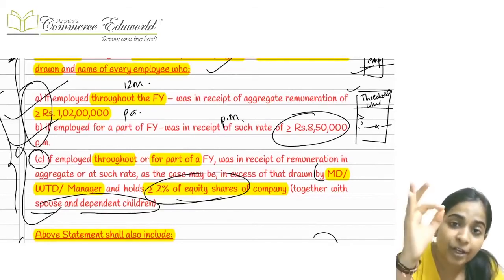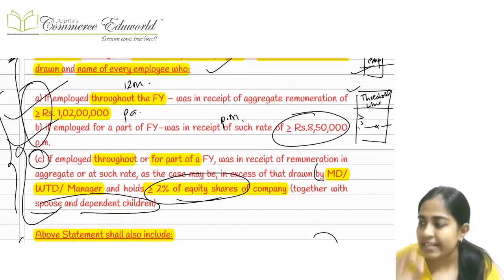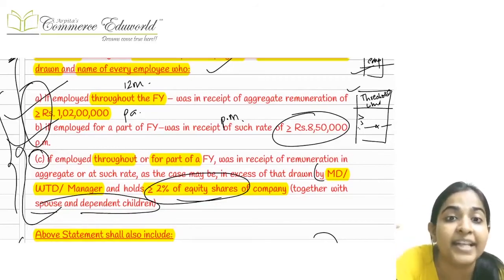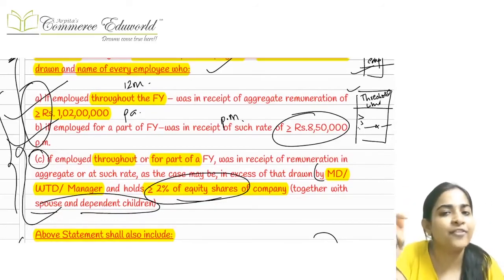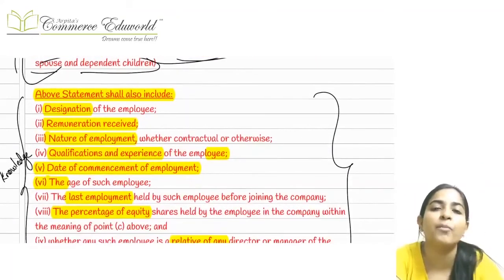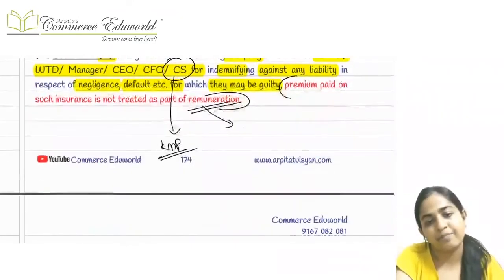And if there is any particular person who is holding at least 2% of the share capital of the company, but he is drawing something more than the managerial personnel, then we have to give his name disclosure also, that boss, who is this particular person who is drawing even more than the managerial person, right?